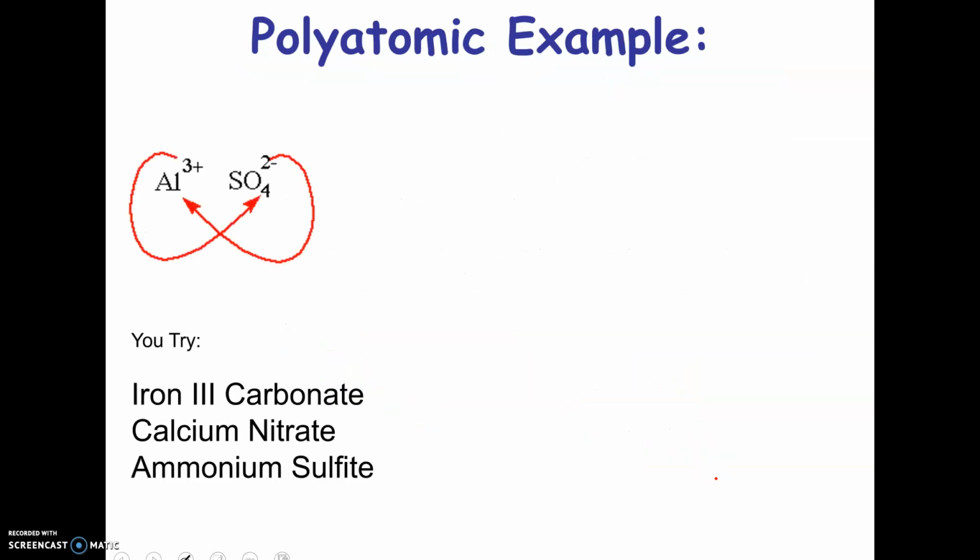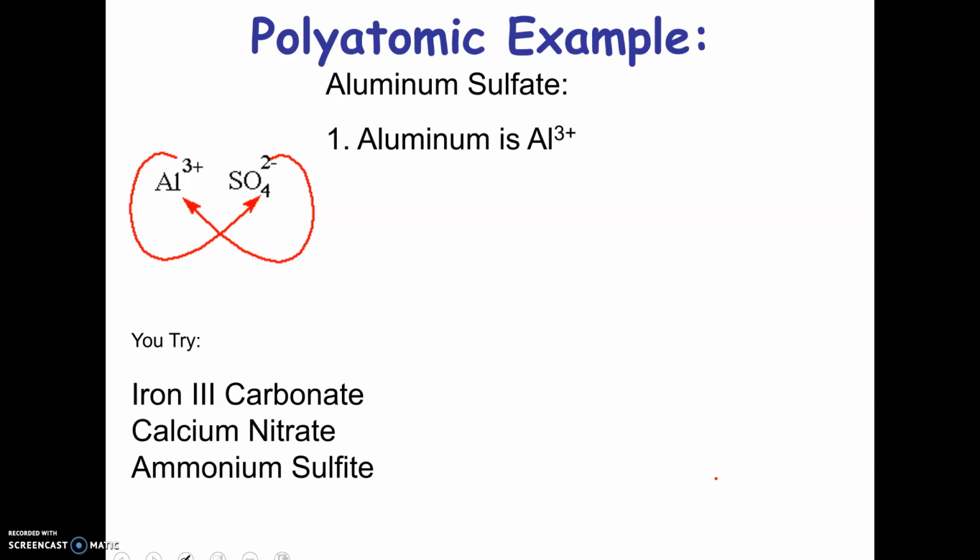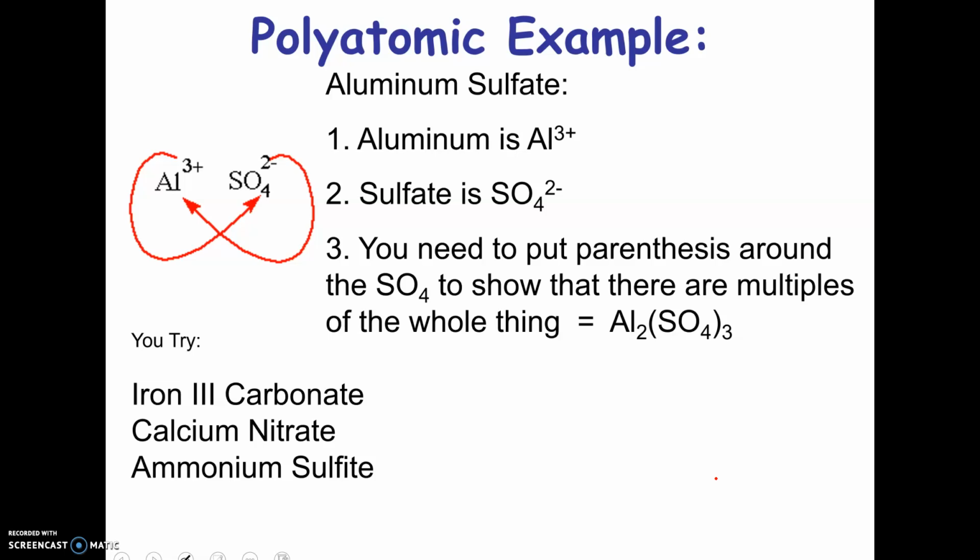All right, here's a polyatomic example. So aluminum sulfate. So aluminum is a +3, sulfate is a -2. We crisscross our charges. We got to put parentheses around the sulfate. When we crisscross here, it's a little confusing the way this one is done. We're going to get Al2(SO4)3.